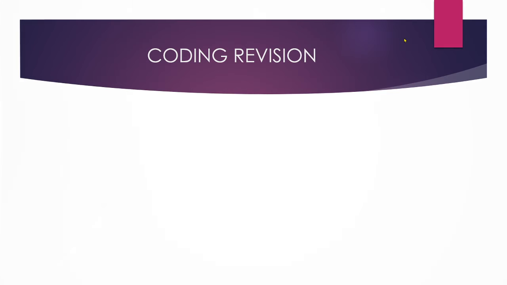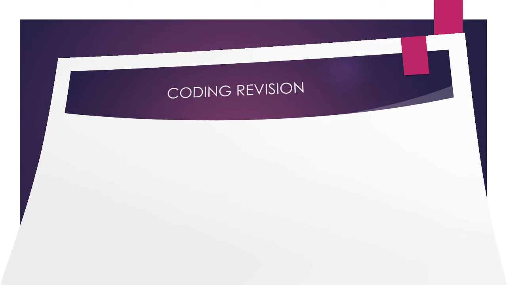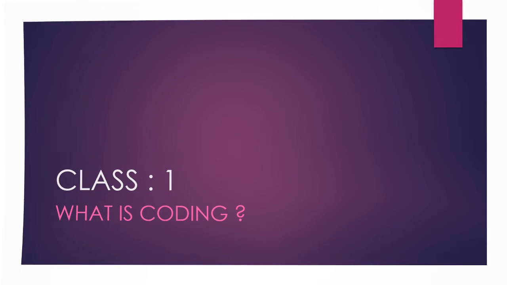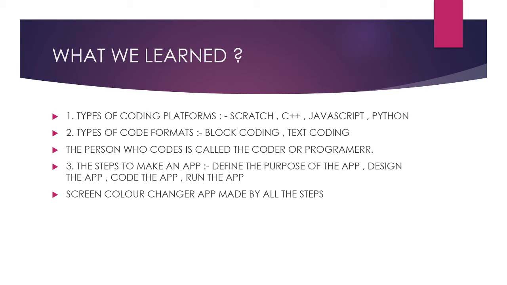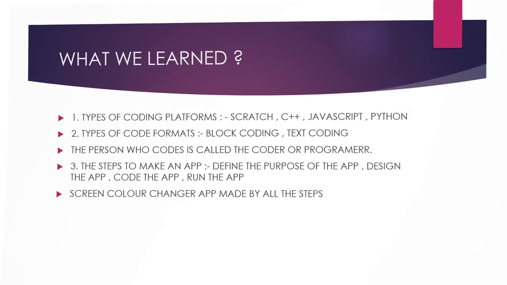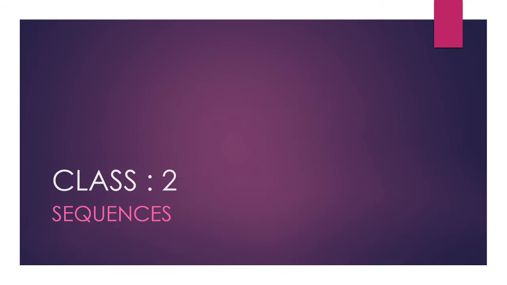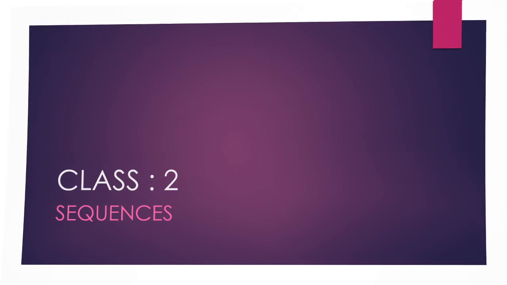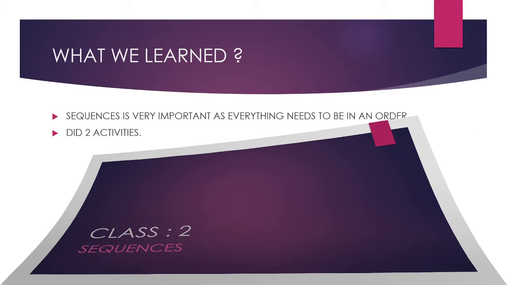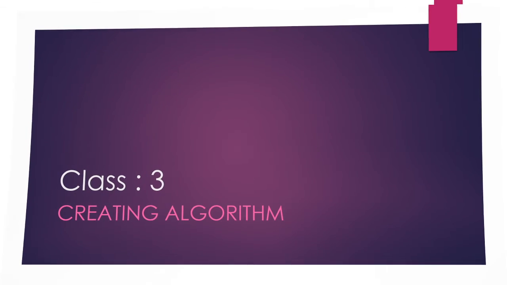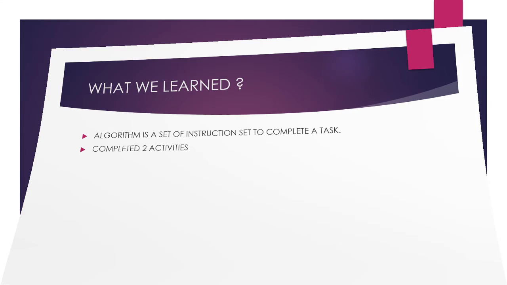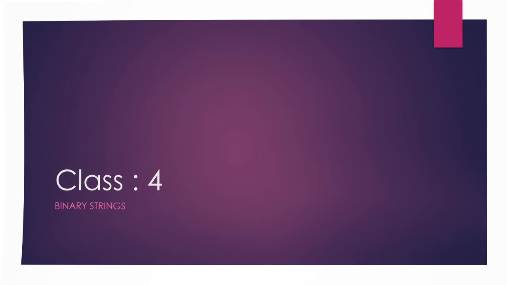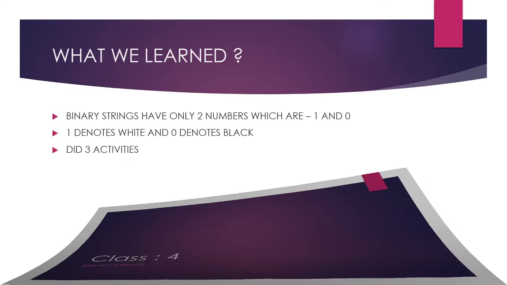Okay, coding revision. I'll just move up. So class 1, what is coding? I hope everybody remembers. Now algorithm. Let's see. We did this in our last class. An algorithm is a set of instructions to complete a specific task, and this is today's class.